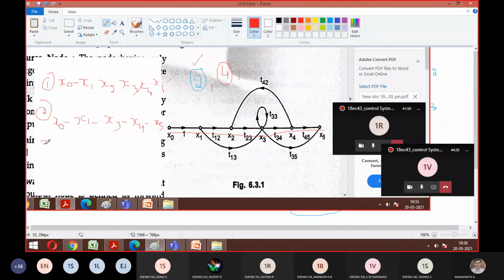So someone told 4 as the answer. Let me know which are the remaining 2. Yes, sir. Yeah, Satya. X0, X1, then X3, again X3, sir. You should go and end at the output node. It means it is going to reach X5. Let's trace it. Not an issue. Let's check it out.